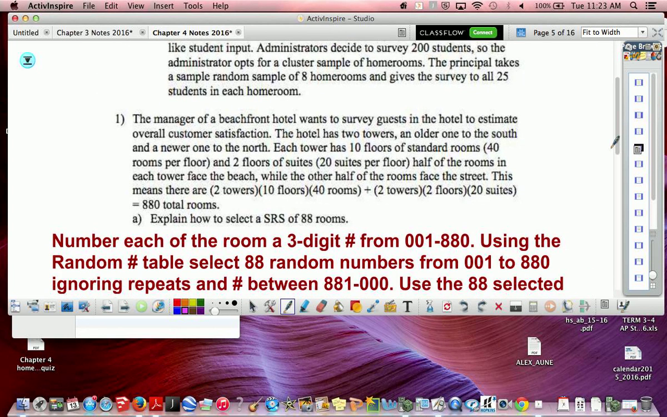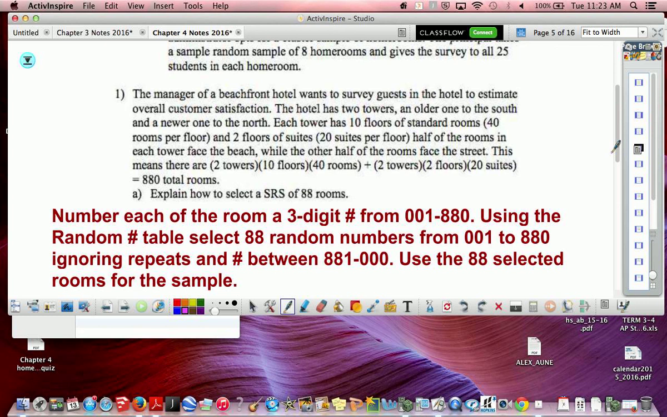Okay, so in a nutshell here again, it says number each of the rooms with a 3-digit number from 001 to 880. Using the random number table, you'll select 88 random numbers from these values, ignoring repeats and the numbers between 881 and 000, because that would be like 1,000. Use the 88 selected rooms for your sample. Wait, so if it goes past one line, you just go on to the next one? Yeah, you just keep on going until you've got all of yours.